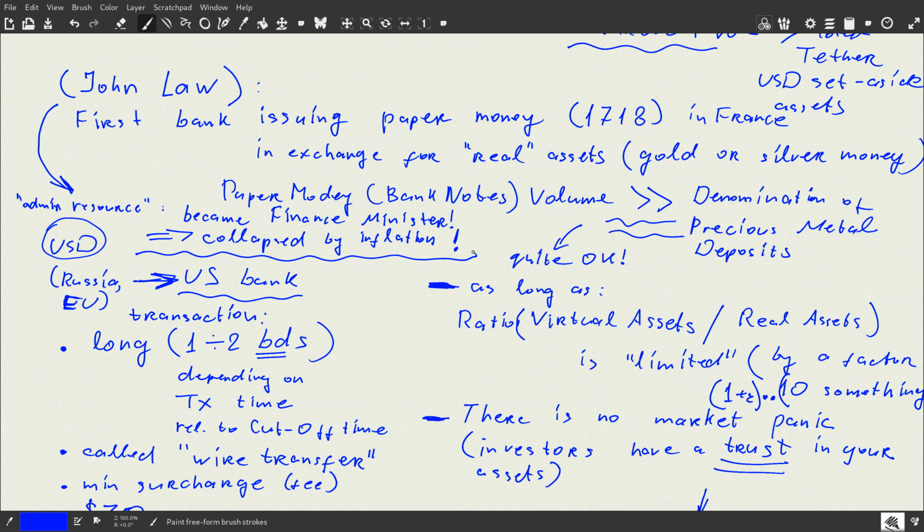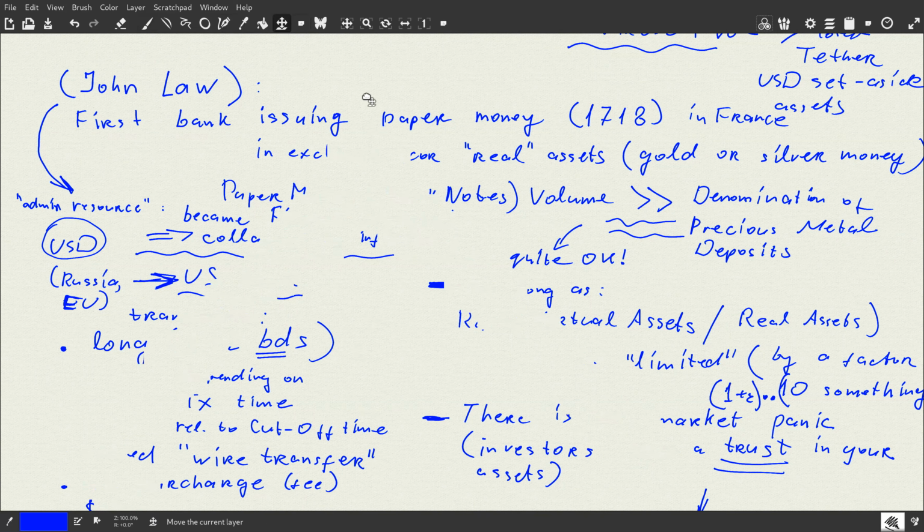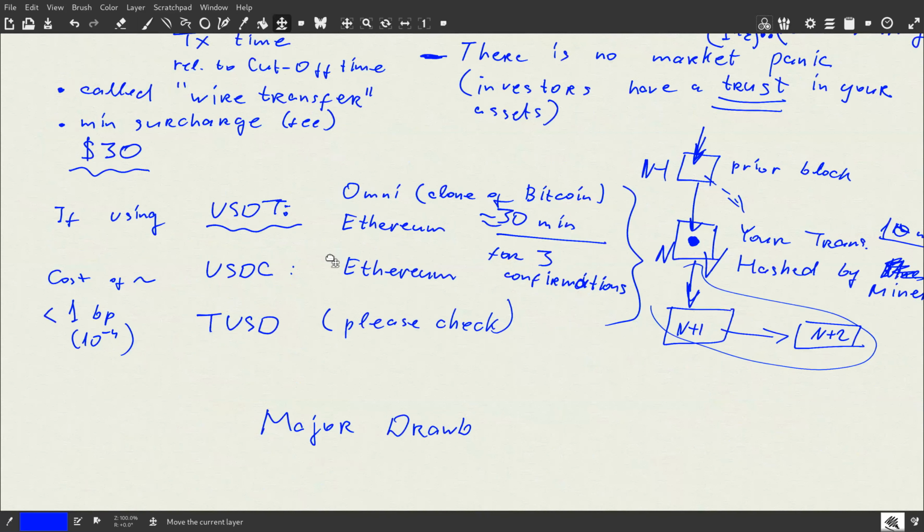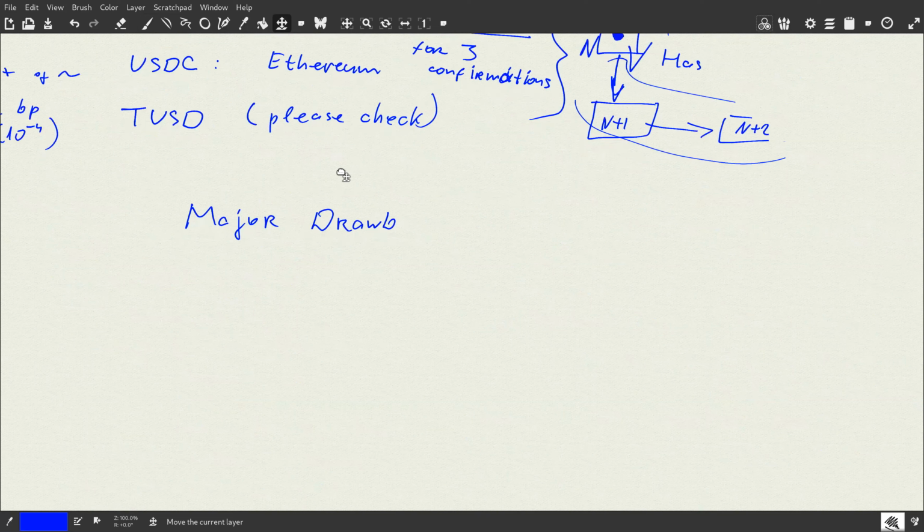A good idea, inception, acceptance, mobilization of administrative resource. The idea grew out of proportion, and then inflation, as the risk to assets ratio became too large, resulted in the collapse of the whole scheme. Hopefully this will not happen with USDT or USDC.